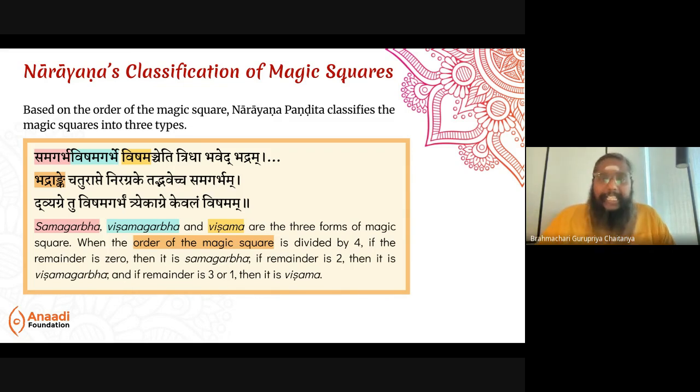So he's saying take that order of a magic square and divide it by 4. You can get 3 scenarios, he's saying. 1, if it's divisible by 4, you will get the remainder as 0. Number 2, when it's not divisible by 4, then you get 2 other domains. It can be an odd number which is not divisible by 4, or it can be an even number which is not divisible by 4, basically, right? So when you divide any number by 4, the only remainders you can get are 0, 1, 2, and 3.